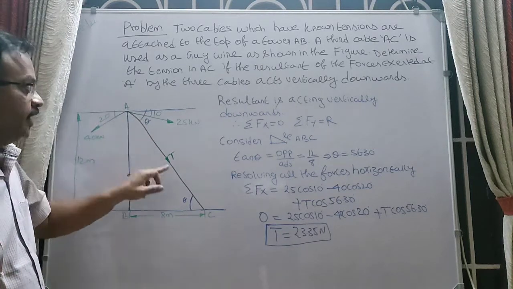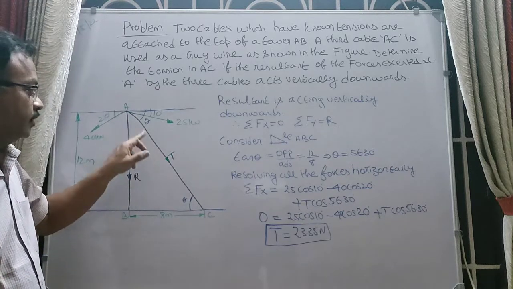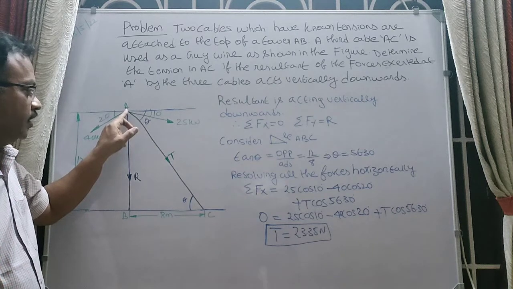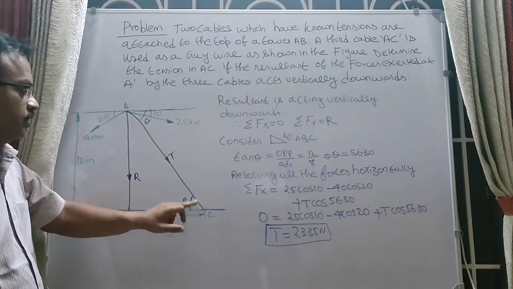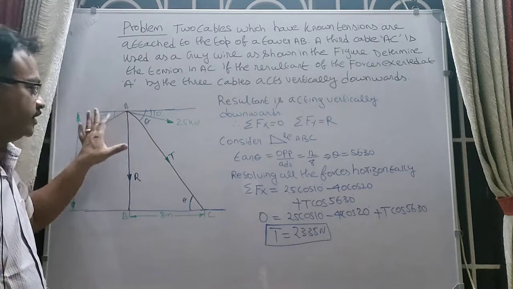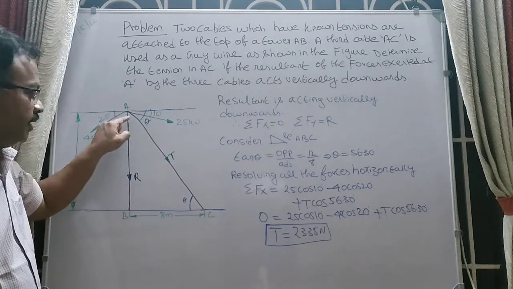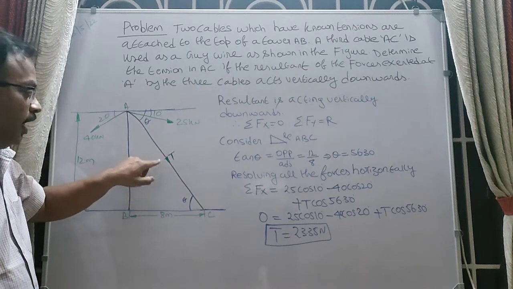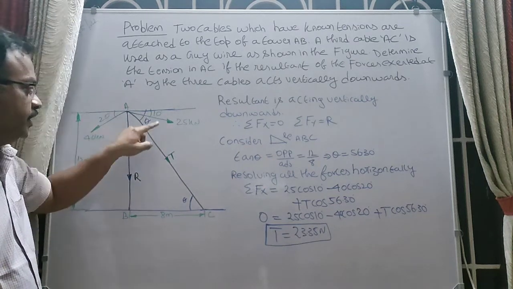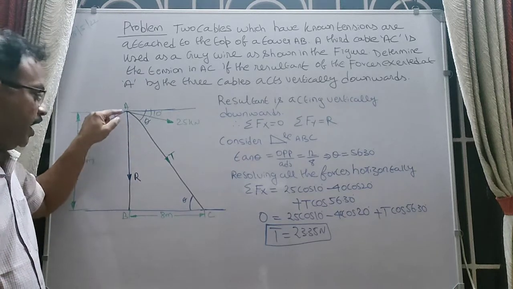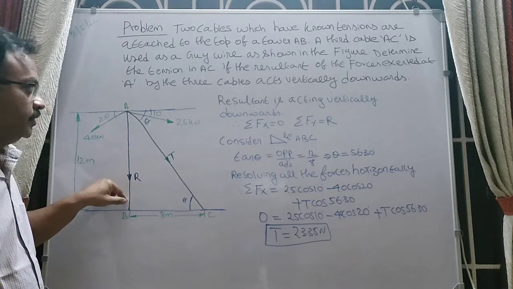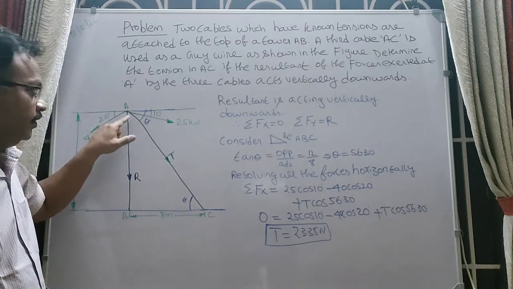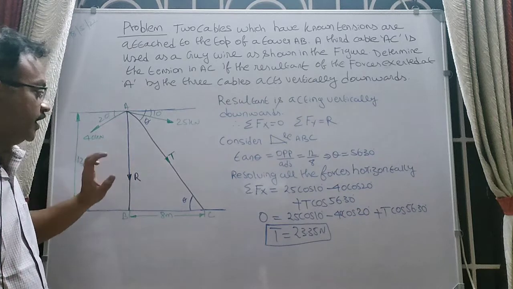Now a third cable AC is used as a guy wire. So this is a guy wire which is attached to the top of the tower, and the guy wire starts from A and goes up to C. This diagram is given in the problem. You have to determine the tension in the guy wire, and the resultant of all these three forces is acting vertically downwards. That is what is given in the problem. If the resultant of the forces exerted at A by the three cables acts vertically downwards.